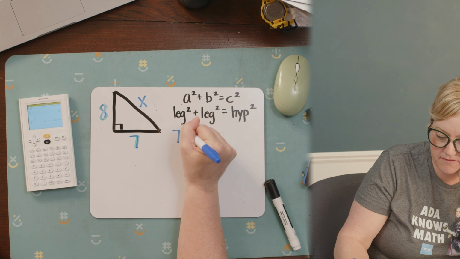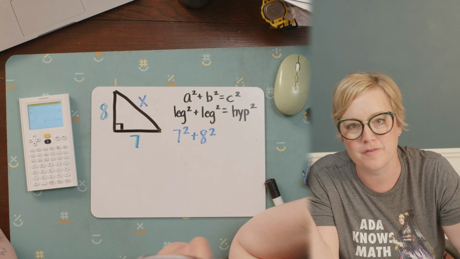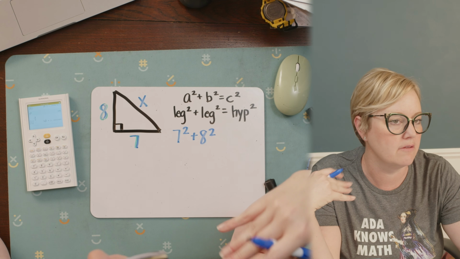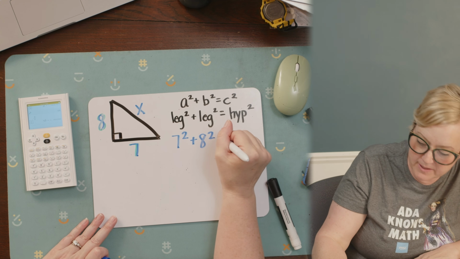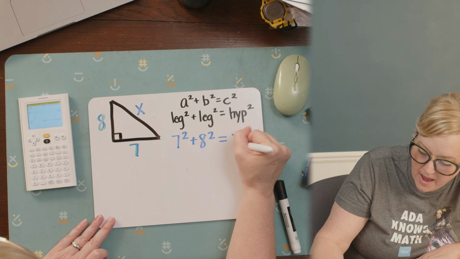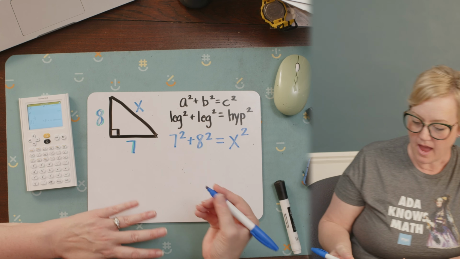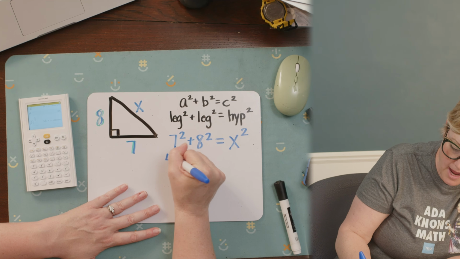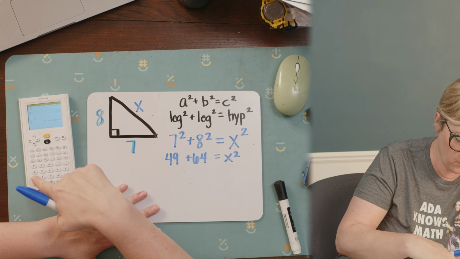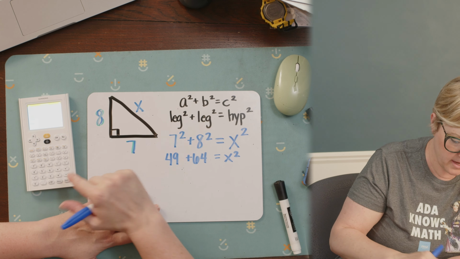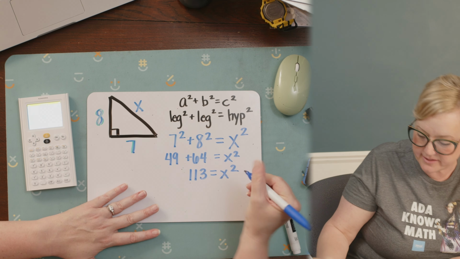So I've got 7 squared plus 8 squared. Again, it doesn't matter if it's 7 squared plus 8 squared or 8 squared plus 7 squared. So 7 squared plus 8 squared is going to equal my hypotenuse squared, which is x squared. So now I've got 49 plus 64 equals x squared. 49 plus 64 is 113, so 113 equals x squared.